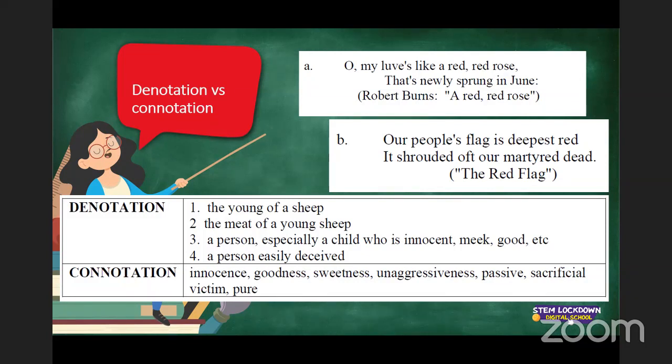For example, we would say our people's flag is deepest red, it shrouded oft our martyred dead. So in this description, red has connotation of glorious sacrifice, okay? I'm also thinking of our South African flag. That red connotes blood that was shed, for example. So red can be described as power, socialism in this particular text, and tragic martyrdom.